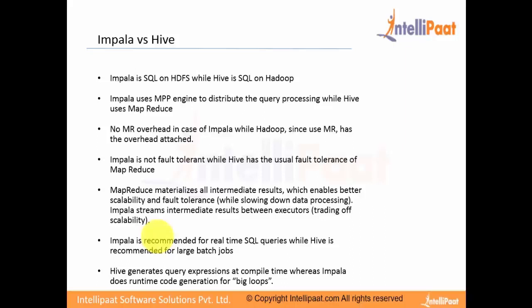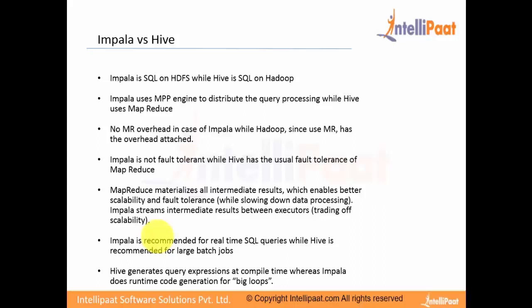Hive generates the query expression at compile time, whereas Impala does runtime code generation for big loops. Now, what is this? Whenever we write any Hive query, it is going to be converted to MapReduce. Because of that, we first need to compile that code, convert it to a MapReduce script, and then execute it on the slave nodes. But in the case of Impala, there is no intermediate thing called MapReduce, and the same query is scaled upon the parallel nodes which are there, and the processing just happens.